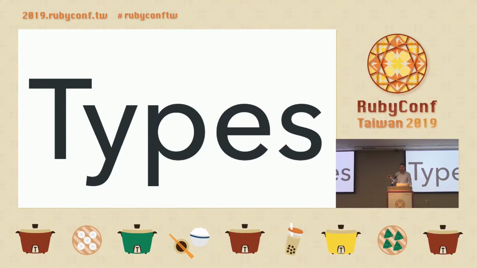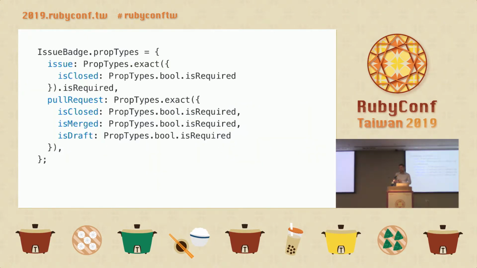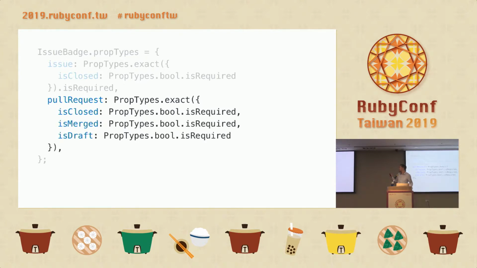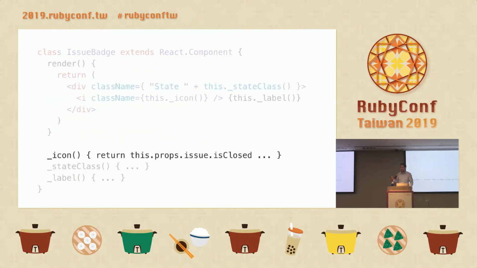Another cool thing about React is types. This has changed a lot over the past year or so, and this is a little out of date, but this library still exists. There's a library called prop types. This used to be part of React, now it's been extracted out, but it allows React components to express some expectations about the data they receive. In this case, we're expecting an issue with the isClosed boolean to always be provided, and a pull request to sometimes be provided, but if it is, with the isClosed, isMerged, and isDraft booleans. This allows us to reference the isClosed boolean on issue without worry, as that type check guarantees that it is present.